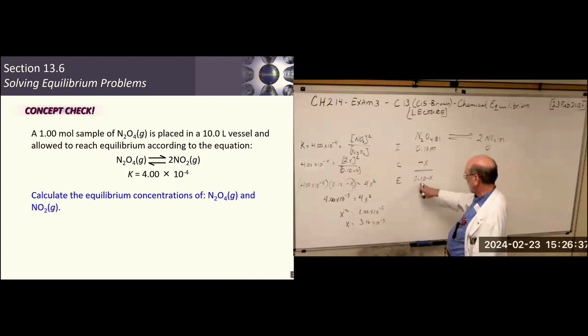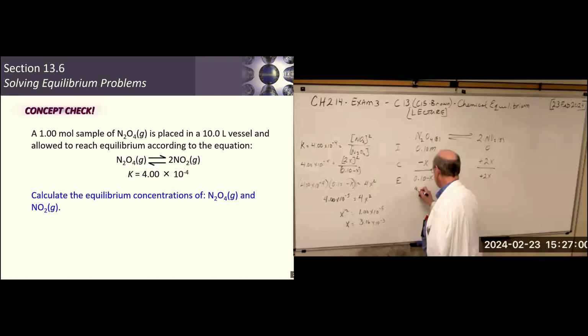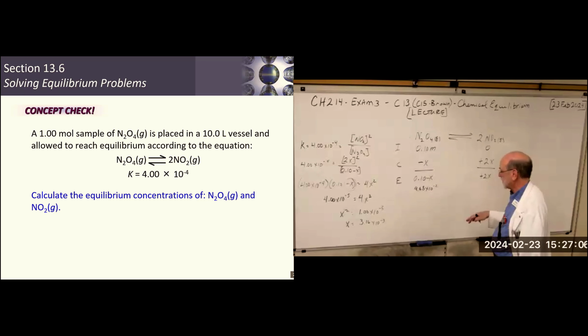And then we subtract it from 0.1, and that's essentially 0.1, isn't it? Oh, wait a minute. No, but it's still pretty small. 9.68 times 10 to the minus 2. 9.68 times 10 to the minus 2. And this one would be 2 times x, which would be 6.32 times 10 to the minus 3. 6.32 times 10 to the minus 3.